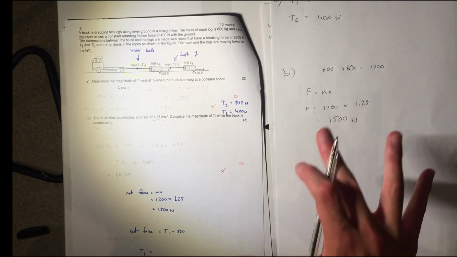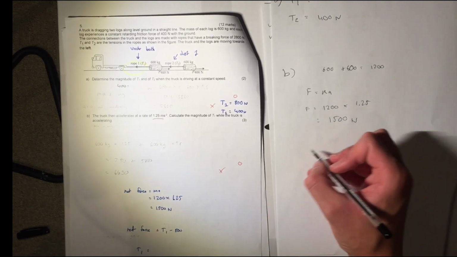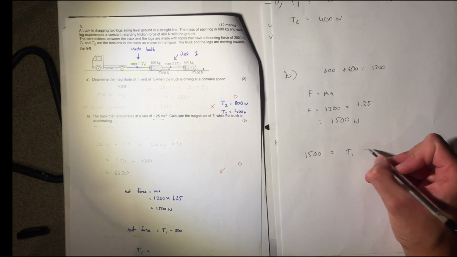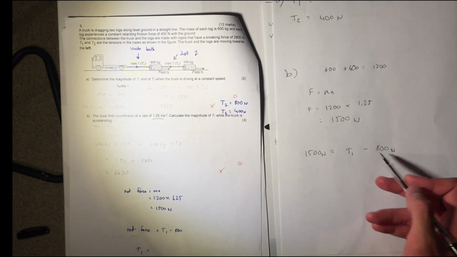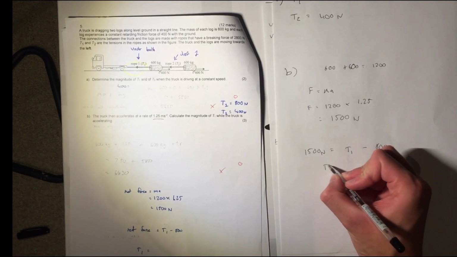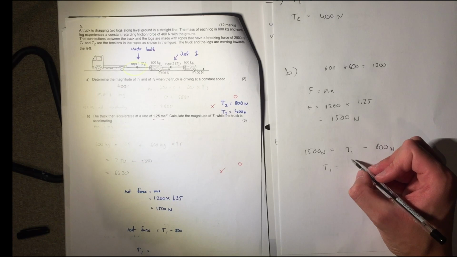Alright. Okay. It may not be correct with this one, I might have to check the answers, but it looks like that net force is 1,500, which equals T1 minus 800, which is the friction force of these two logs. 800 newtons there, so 1,500 plus 800, so T1, rearranging, equals.